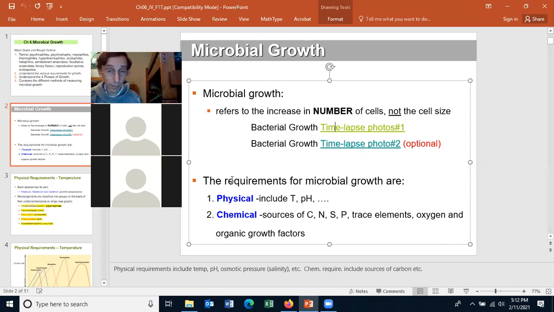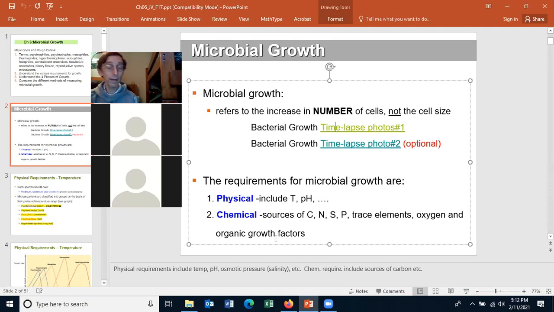Anyways, the various requirements for microbial growth. Physical requirements include temperature, pH, salinity, osmotic pressure coming into play with salinity. Various chemical requirements. All living things, including bacteria cells, require a carbon source, a nitrogen source, a source of sulfur, phosphorus, trace elements, oxygen, and organic growth factors if they require them.